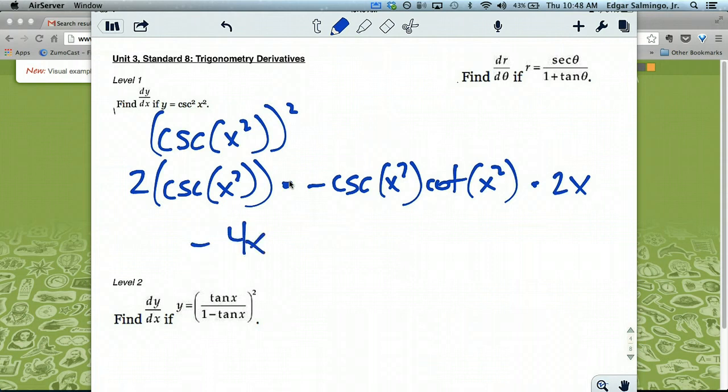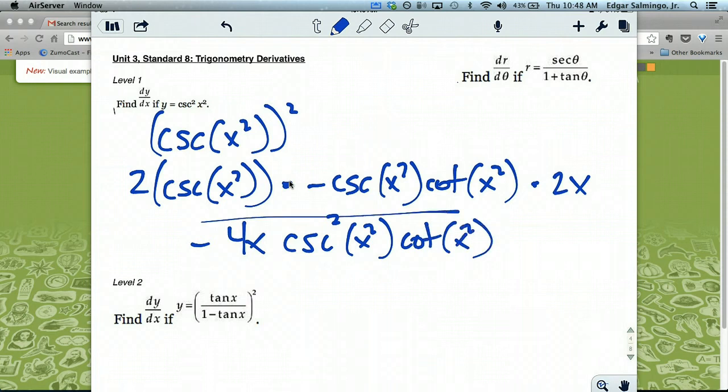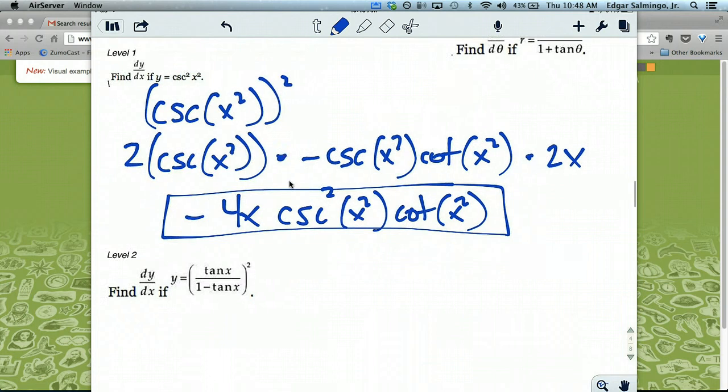I have a cosecant x squared, and I have another cosecant x squared, so they're multiplied by each other. So I'm going to do cosecant squared x squared, and I have a cotangent x squared. Again, I apologize, that was a very difficult level 1, but that's how you do that problem.